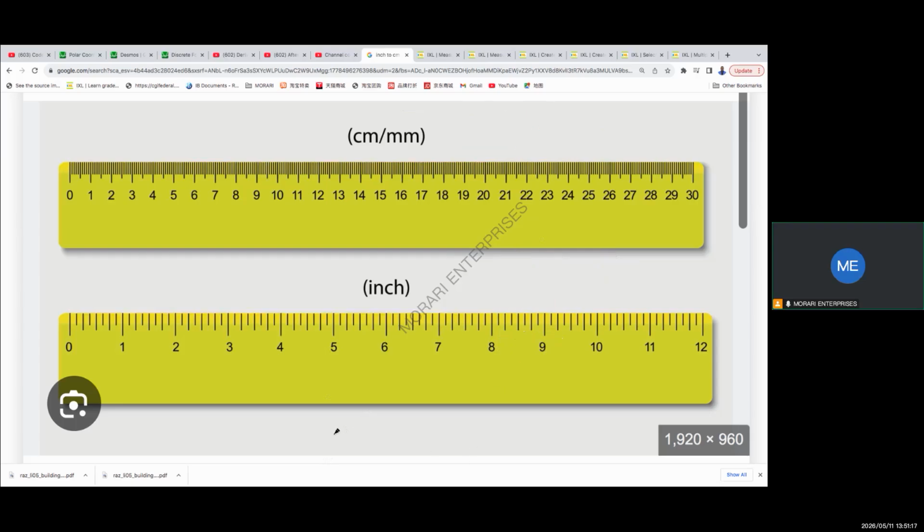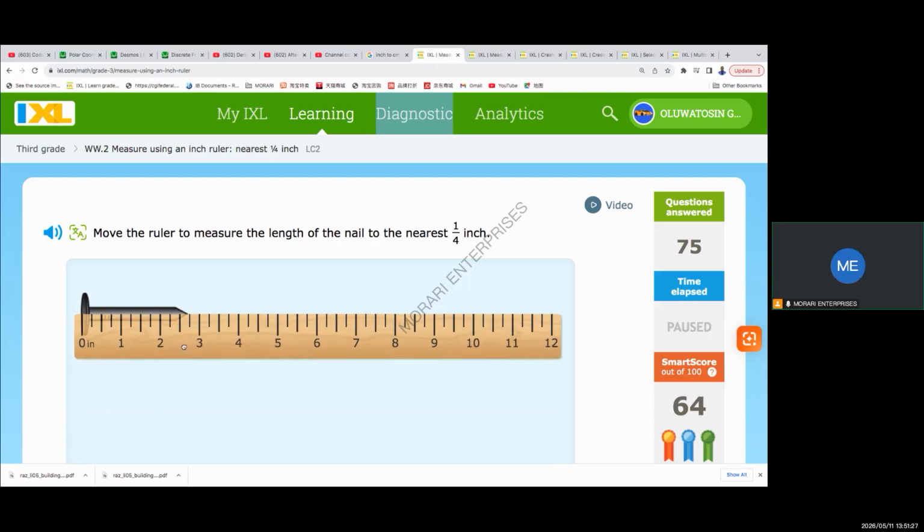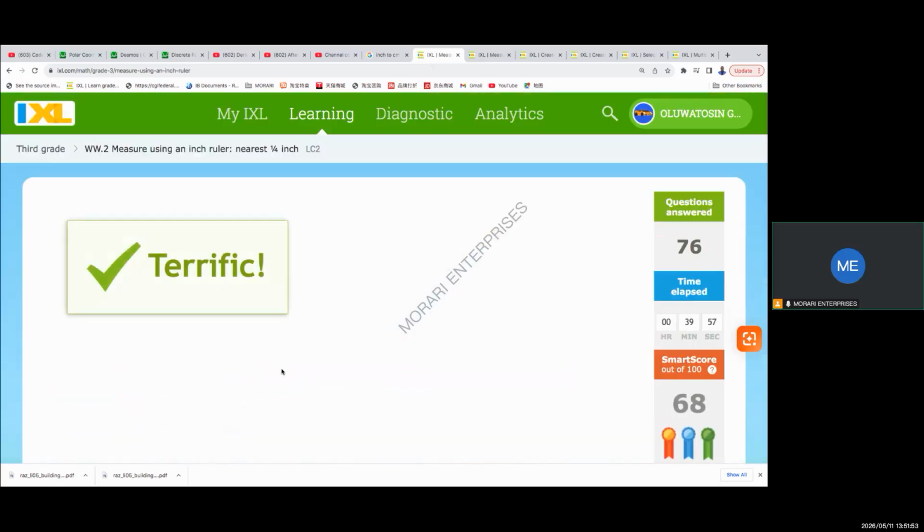All right, now let's move forward. So here we have an inch rule. We can take the inch rule there and we measure. Here we have 2 and what are the spaces here? We have 1, 2, 3, 4. So that will be 1/4, 2/4, 3/4. So 2 whole units and 3/4. So we'll write that as 2 and 3/4 inches long, right?